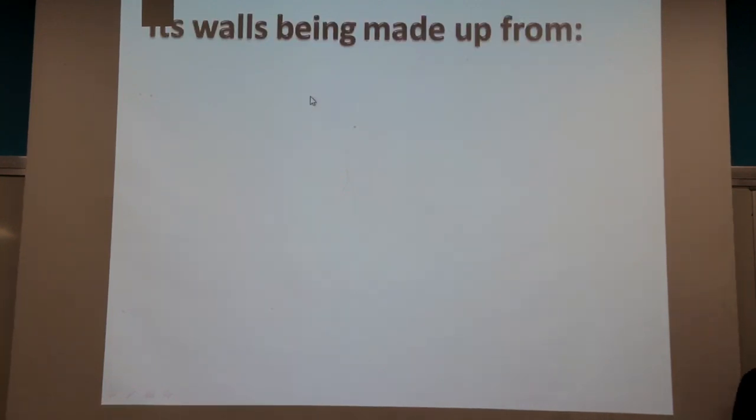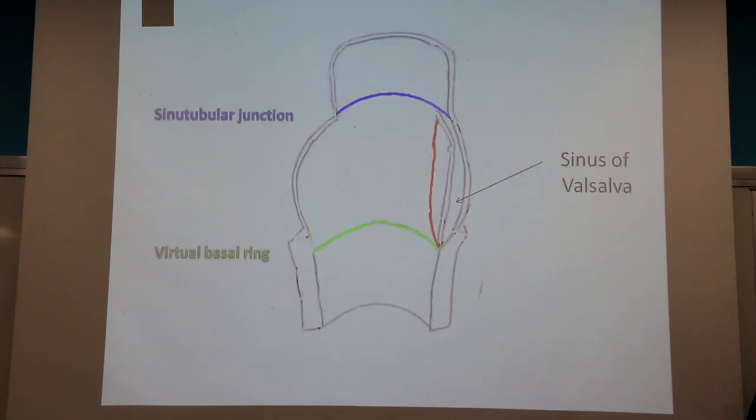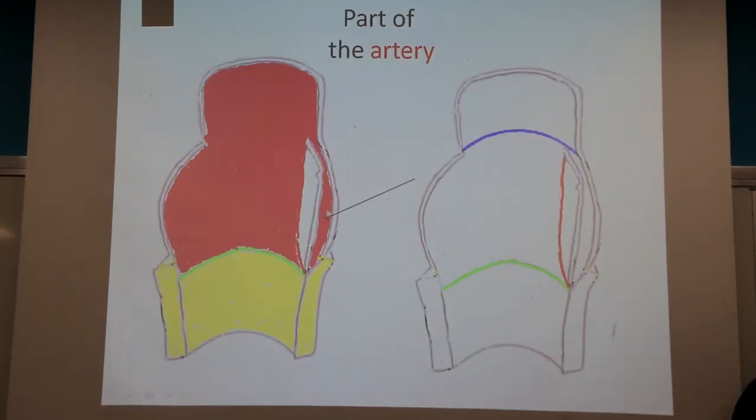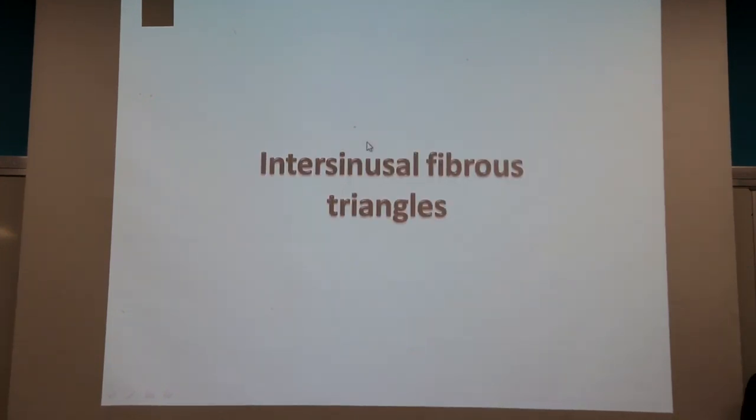So the wall of the aortic root is being made up from, 1, sinus of Valsalva. As I mentioned, it extends from the sinotubular junction till the virtual basal ring, so all structures here are included. We have here sinus of Valsalva. Sinus of Valsalva is a part of the artery. 2, inter-sinal fibrous triangle or fibrous triangles.